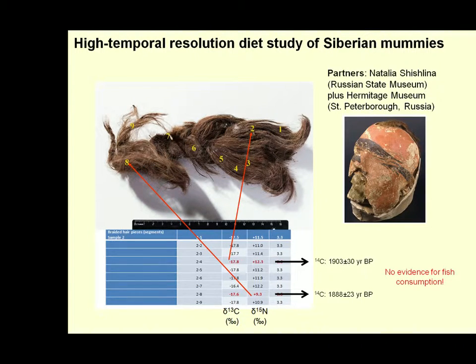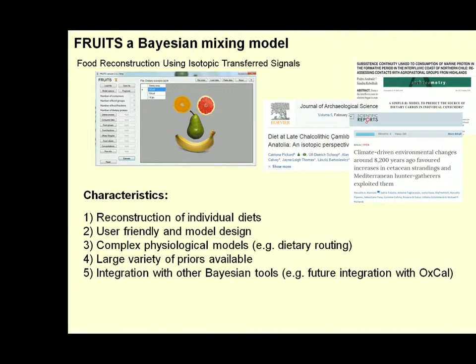Now, all of this isotopic data can then be transferred to a Bayesian model to generate dietary estimates. And here I'll be talking about the FRUITS Bayesian mixing model. And this model has some features that set it apart from other mixing models. FRUITS was designed specifically to reconstruct individual diets. And it has features that allow it to address in a simple way complex physiological mechanisms such as dietary routing.